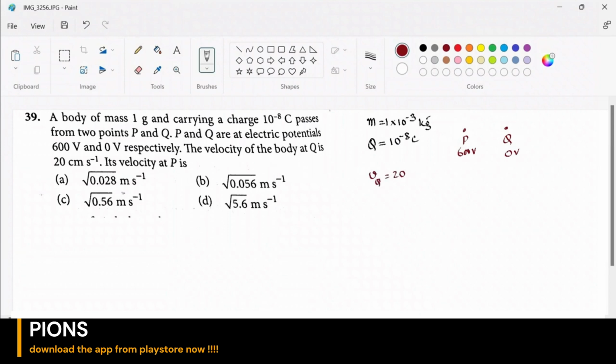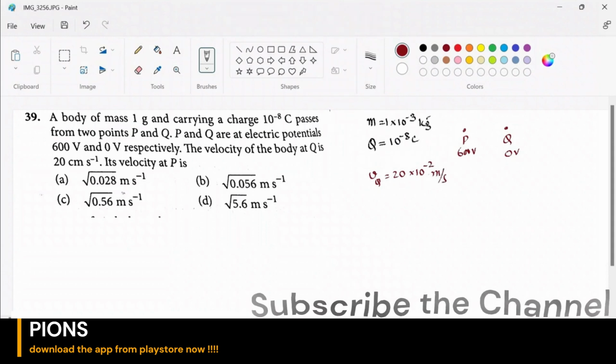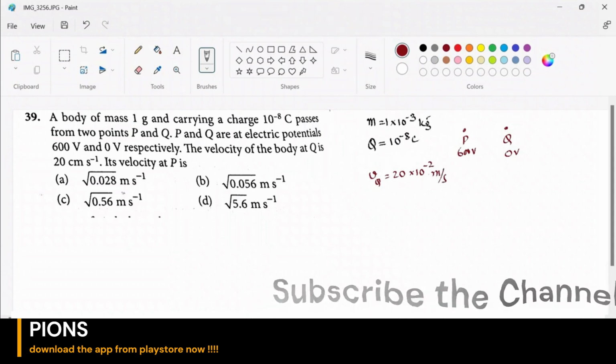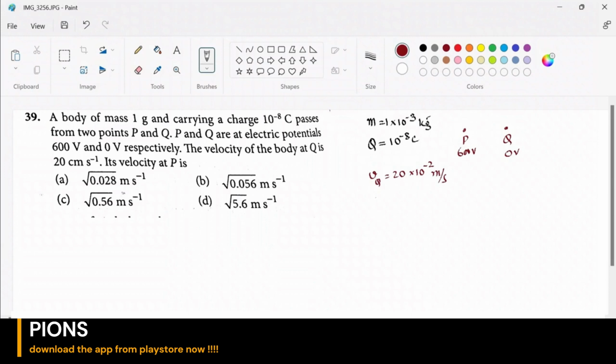But here the final answer is in meter per second. So you have to convert, 10 to the power minus 2 meter per second. Be very careful with the units, otherwise everything will go wrong. So you have to find the velocity at P.